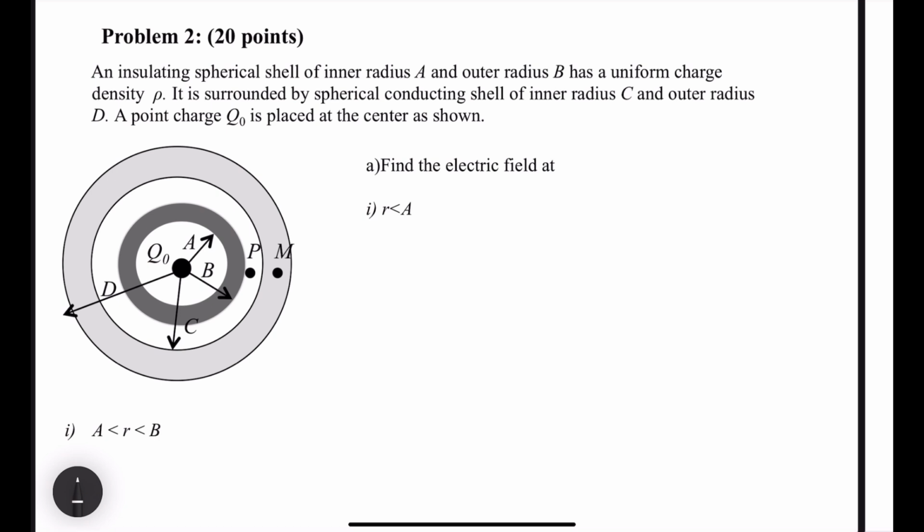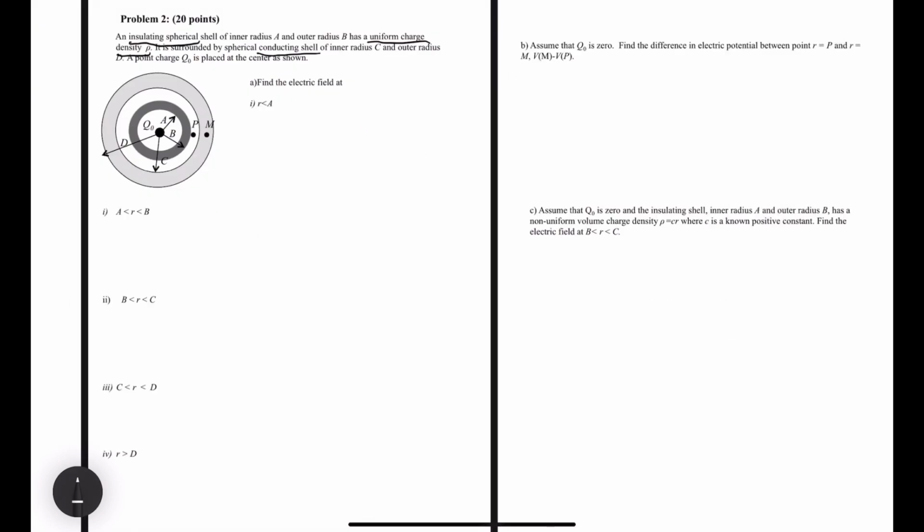An insulating sphere, okay, so it's an insulator, of inner radius a and outer radius b has a uniform charge density rho. It is surrounded by a spherical conducting shell of inner radius c and outer radius d. A point charge Q naught is placed at the center as shown, so there's a point charge of Q naught in the middle. We want to find the electric field everywhere, pretty much.